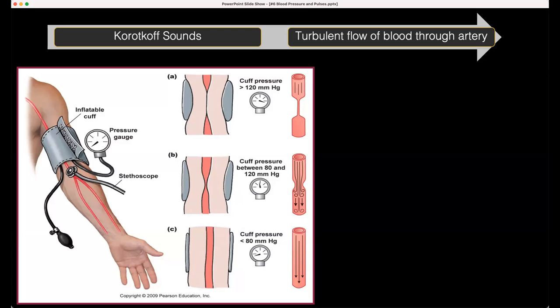So as you're slowly reducing the pressure of the cuff on the artery, you start hearing these sounds, and the sounds are called Korotkoff. And the sound is the turbulent flow of blood coming through the artery. And when that turbulent flow relaxes enough, when you hear those sounds go away, that is designated as the diastolic pressure.